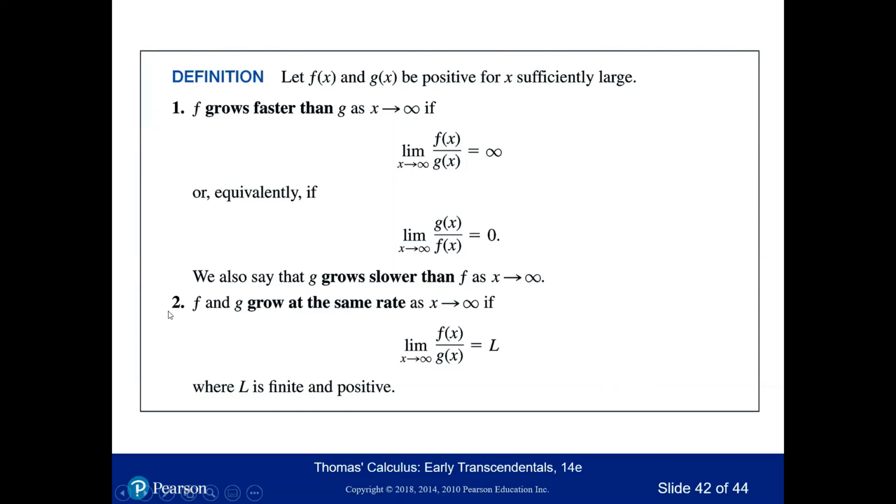Now, the second part of the definition, if both functions grow at the same rate as x approaches infinity, we will get this, right? When you take the limit of a quotient of two functions as x approaches infinity, we get some constant L. Now, notice that here we say that L is finite and positive, so that's very important. If the limit is approaching some number that is finite and positive, then we say that these two functions, f and g, grow at the same rate. Okay, now we're going to look at some examples together.